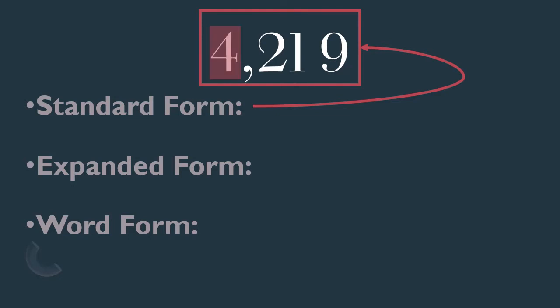So take a look at that 4. That 4 is in the thousands column. So now we would have 4 thousands blocks. So that means that 4 is valued at 4,000. And then we're going to add that to the value of the digit 2. Now 2 is in the hundreds column, so that is a value of 200.